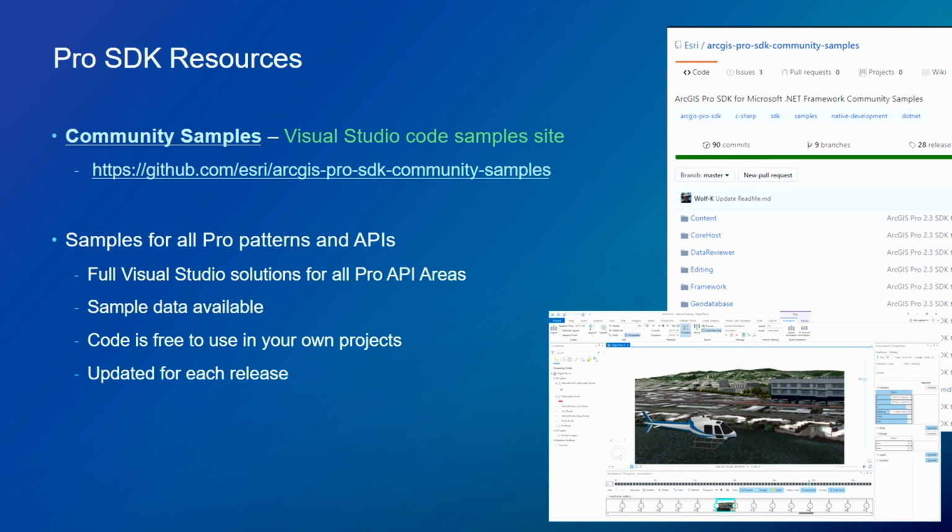Last, I wanted to mention the community samples. This is probably one of the best sites for you to actually get started and try out the capabilities of the SDK. We have samples for all the different Pro patterns and APIs. They're all organized quite well on GitHub. You can download them as a single zip file, extract that out to your machine, and get started right away in trying each one of them out. The code is, again, all free, ready for you to use in your own projects. And these are updated for each release. So we carry these forward, and the team is curating these and making sure that they're working with the latest releases.